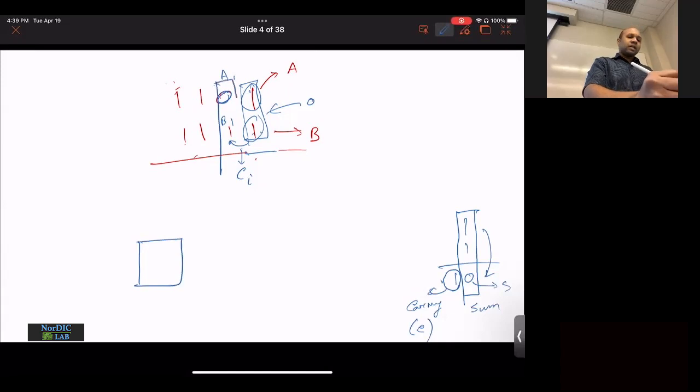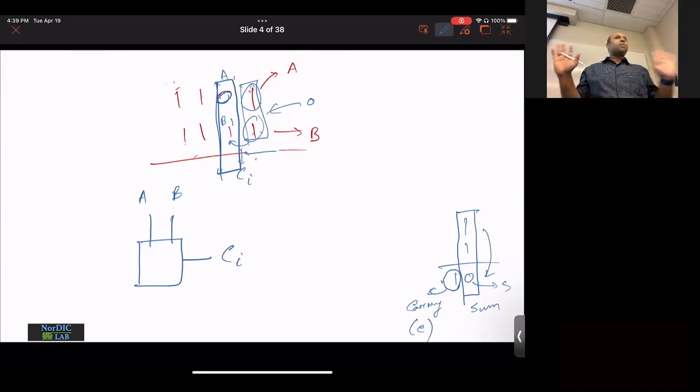Now, let's focus. Each one of these blocks is a processing unit that deals with 3 inputs. One is one of the bits of one of the numbers, the corresponding bit for the other number, and the carry in from the previous level. These are your 3 inputs. Am I making sense? Why did I choose to have this CI in a separate position than A and B?